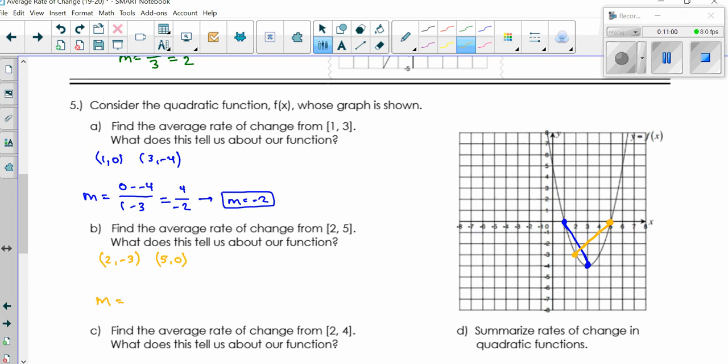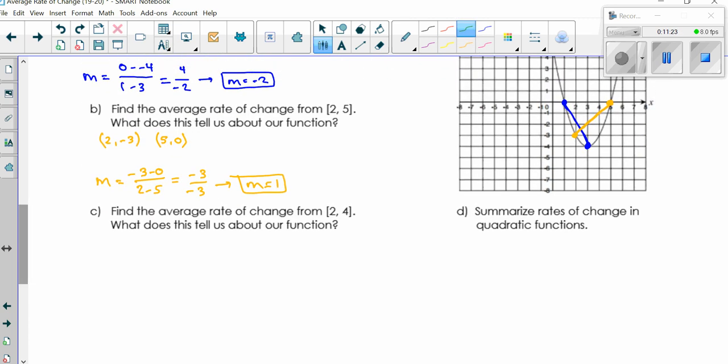So I subtract my y's, which is negative 3 minus 0, and 2 minus 5. Okay, my numerator I get negative 3, and denominator negative 3 as well. This means that my average rate of change is 1. Notice it's positive. Notice these are two different.